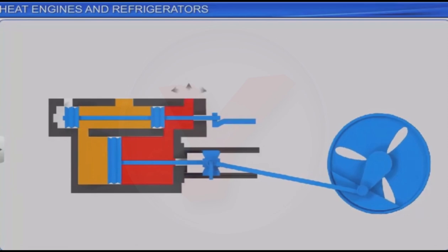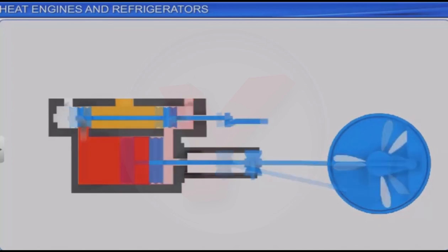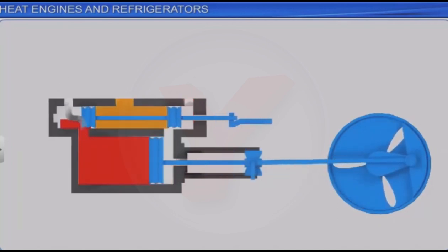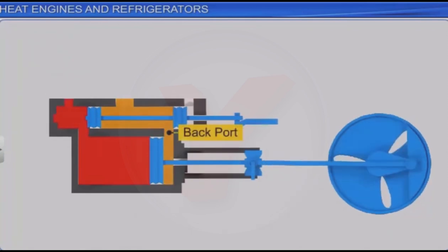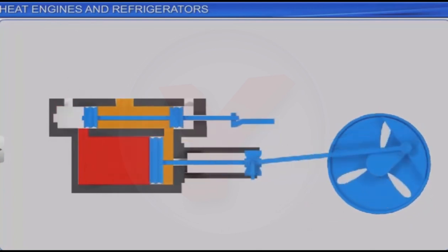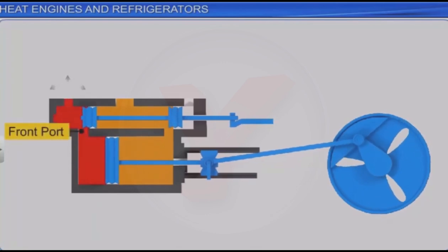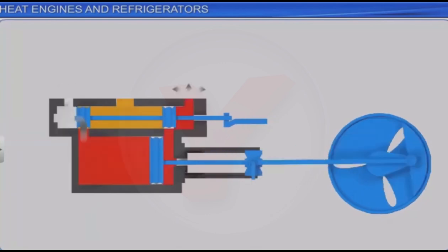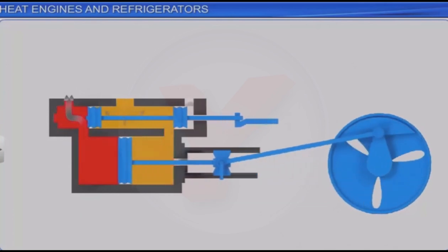Slowly, the valve starts moving backwards and the steam in the cylinder expands and pushes the piston further backwards. As the valve moves further backwards, the steam flows into the main cylinder through the back port, and it starts pushing the piston in the forward direction. The piston pushes the exhaust gas through the front port. Again, by moving the valve forward, we are back at the initial position. The repeated movement of the piston makes the flywheel rotate.